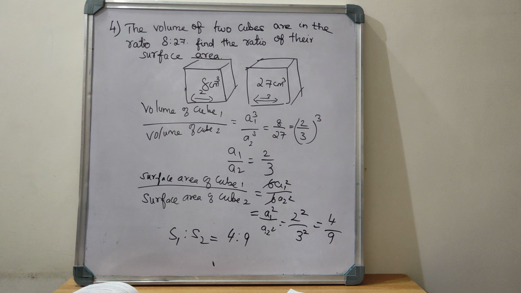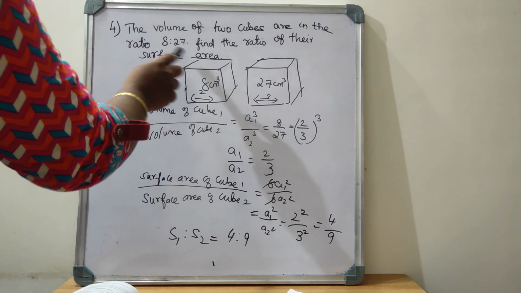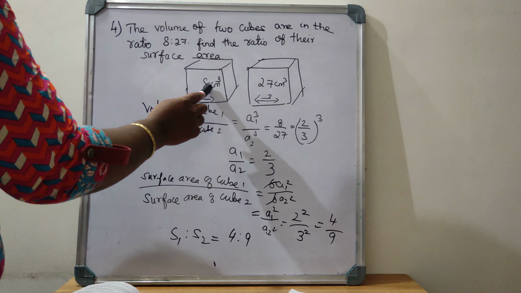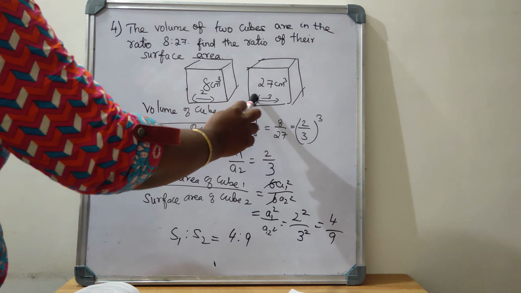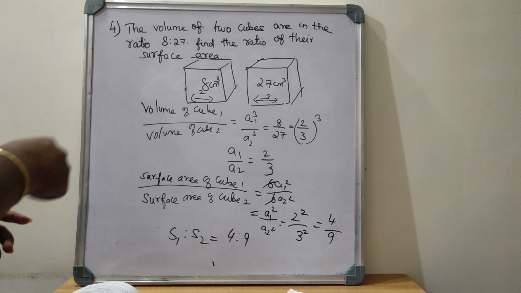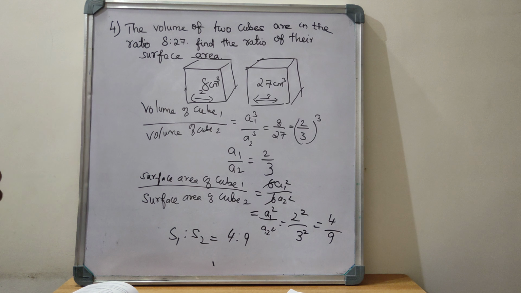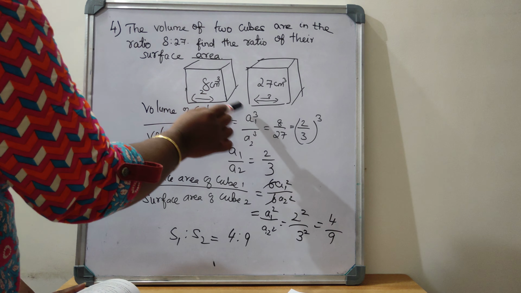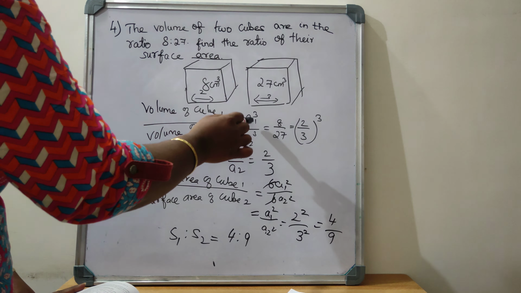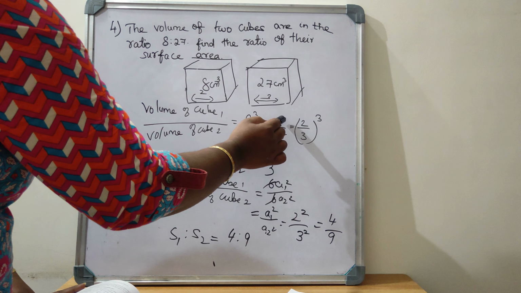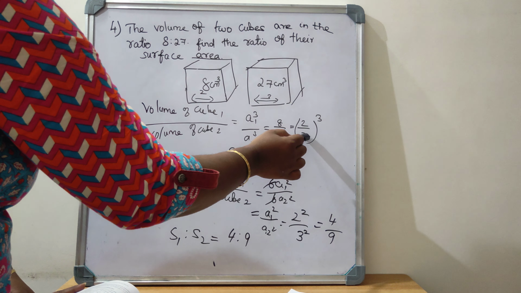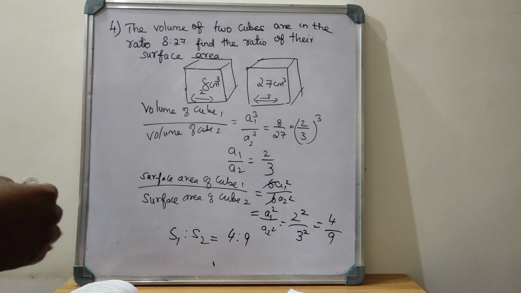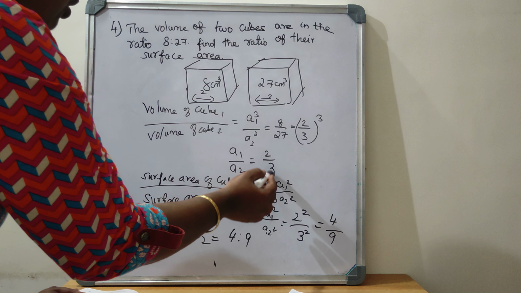Once again I'll explain this sum. The volume of the two cubes are in a ratio 8:27. Find the ratio of the surface area. So you have two cubes. The volume of the first cube is 8. The volume of the second cube is 27. So we're going to equate these two so that we'll get the side of the cube. So volume of cube 1 divided by volume of cube 2 equal to A1 cube by A2 cube, which is a formula. So this volume is 8 and this volume is 27. So 2 by 3, 8 you can write it as 2 cube, 27 you can write it as 3 cube, so the whole cube. So A1 by A2 equal to 2 by 3.